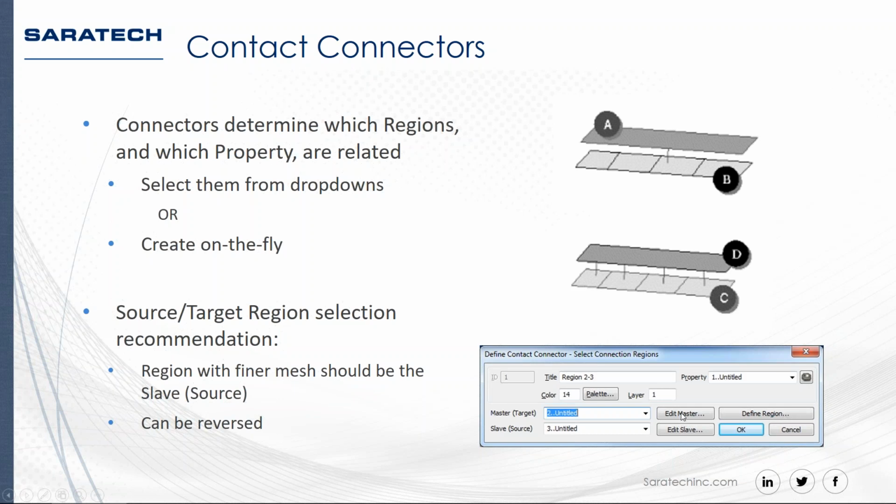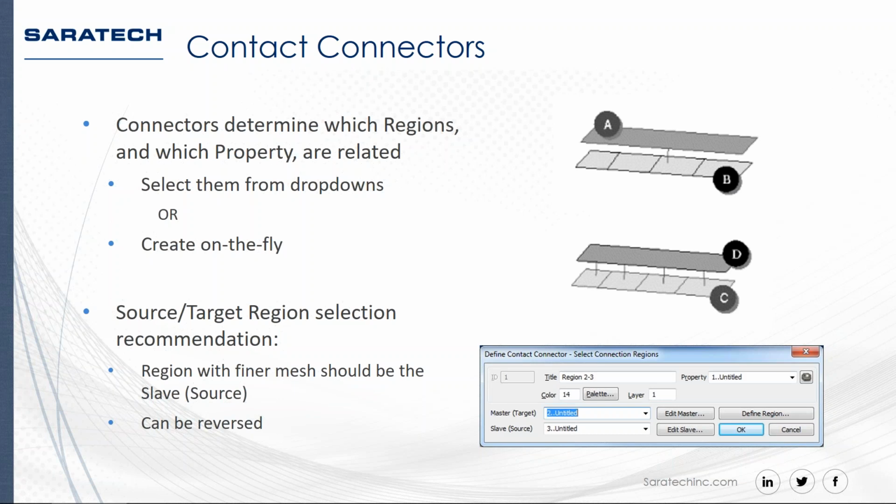And the edit buttons here simply let you edit the ones that you have selected here in the drop-downs for the regions. Now, there is a recommendation for which one is which. So the region with the finer mesh should be the slave or the source. So here we see a couple examples. A on the top, A is of course, the coarser mesh. B is the finer mesh, so that should be the source, and vice versa.